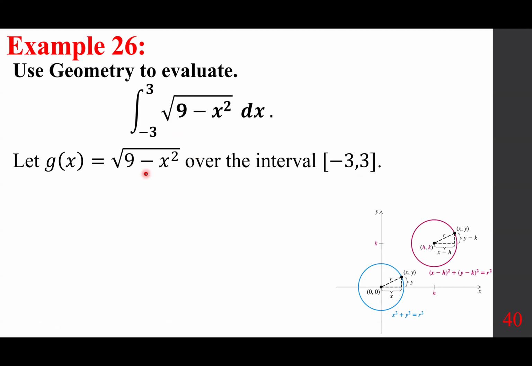Let me remind you, when you have a circle centered at 0, 0, the formula is x squared plus y squared equals r squared. A different center would be x minus h squared plus y minus k squared equals r squared, where the center is at h, k. And the area, of course, equals pi r squared. Circumference is 2 pi r.